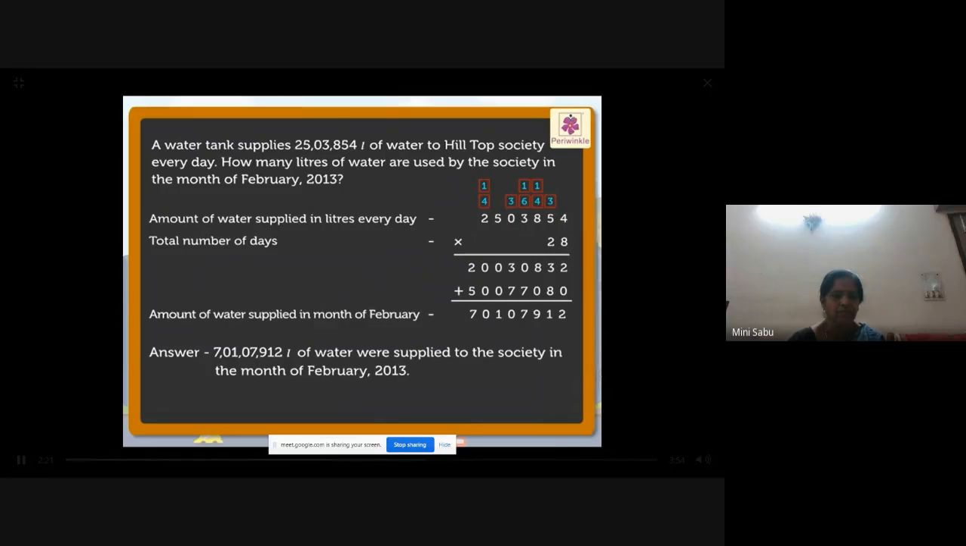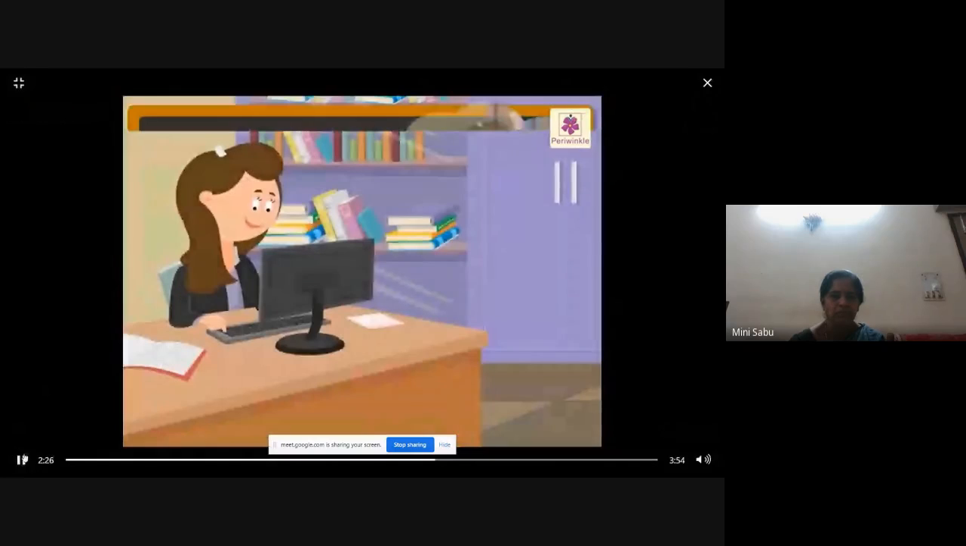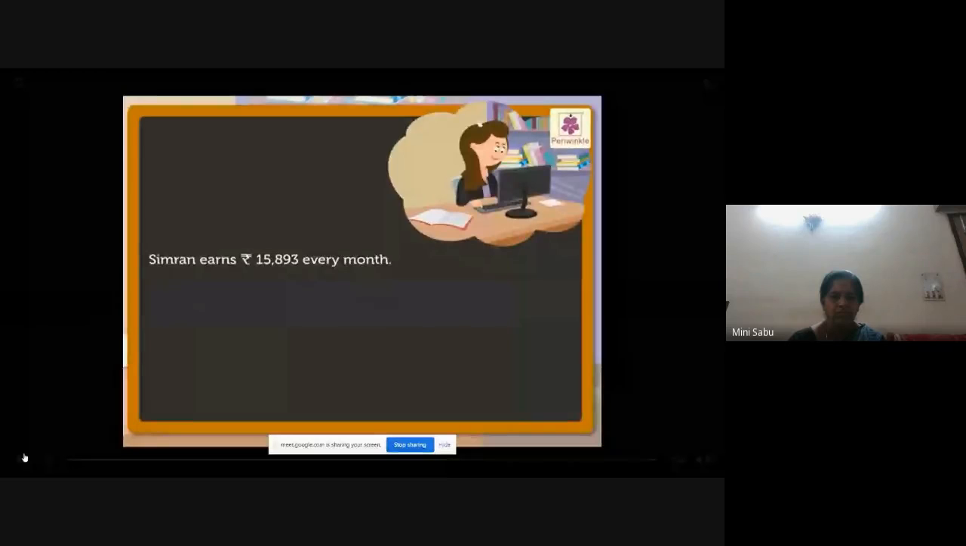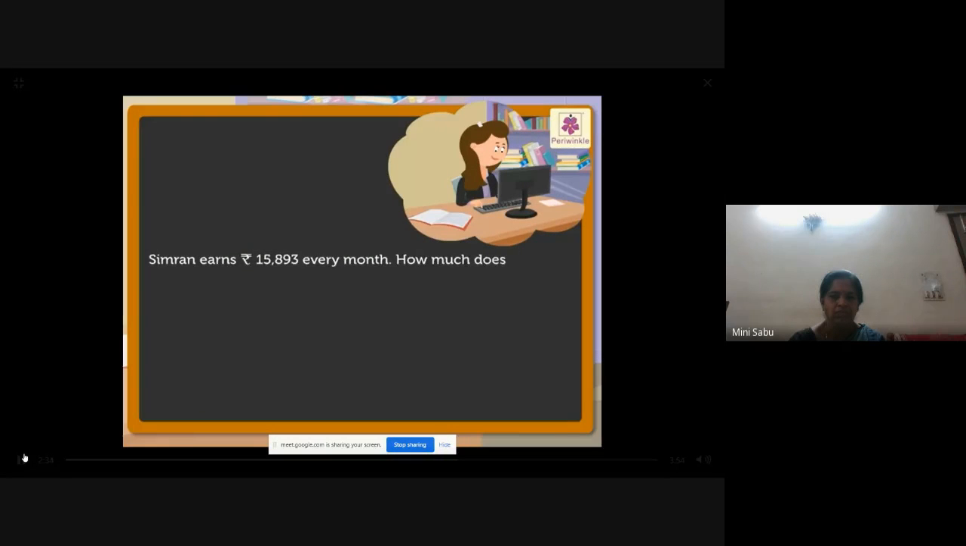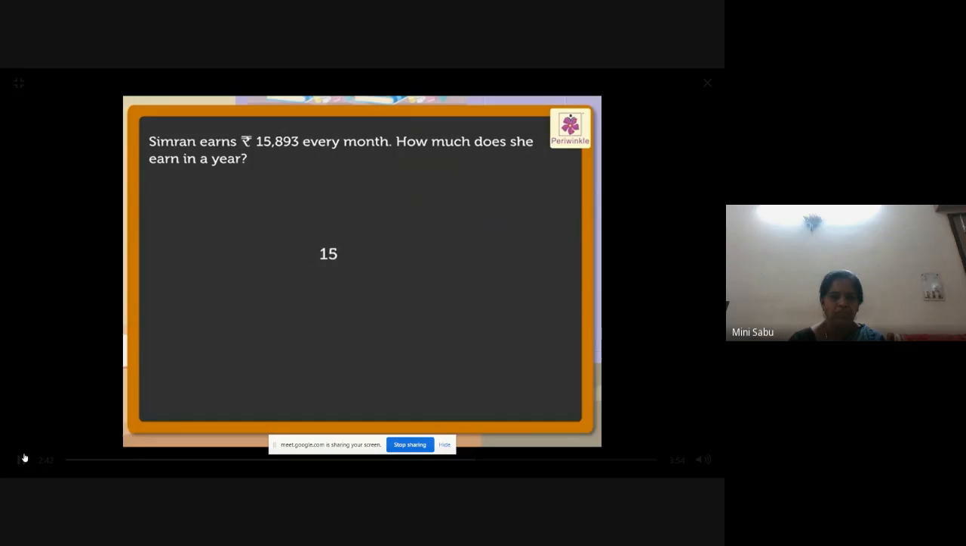Let us solve one more multiplication story. Simran earns 15,893 rupees every month. How much does she earn in a year? Here, we need to ask the questions. What is 15,893? What is 12? To write the statements. Now, let us begin solving the problem.